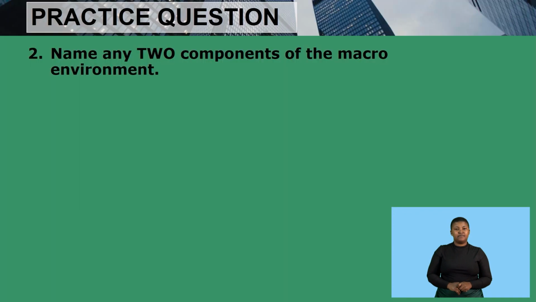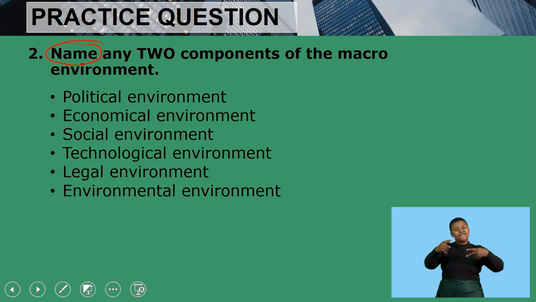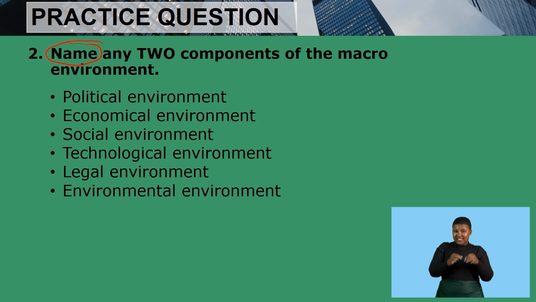So let's move on to our second question, name. Okay, so that's what we have to do. Name always means shortly list any two components of the macro environment. So there are our options. It can either be political environment, economic environment, social, technological, legal, or environmental environment. But if you look, the question says name any two components. So it's only necessary for you to name any two.